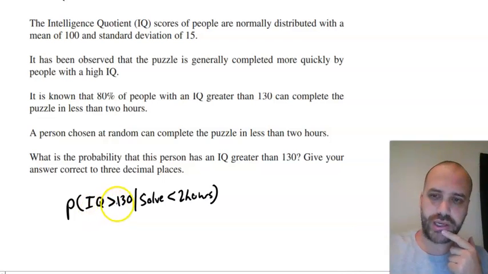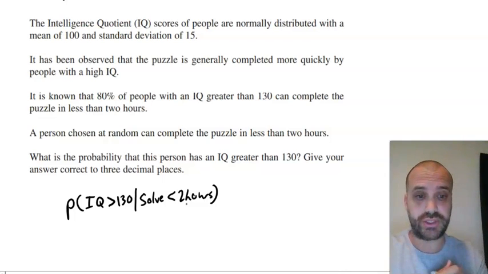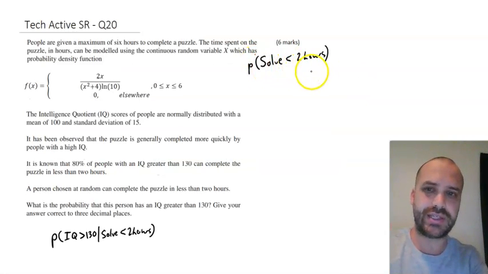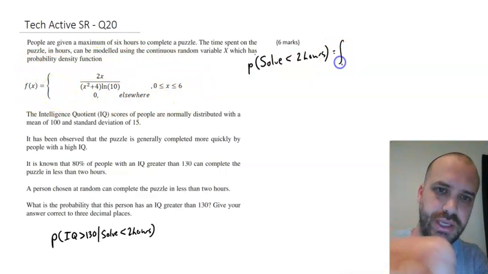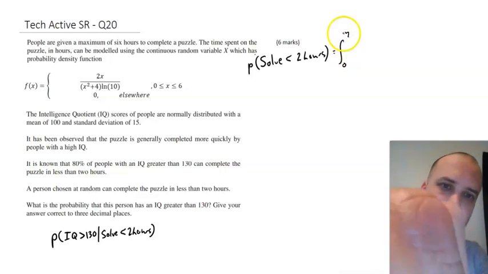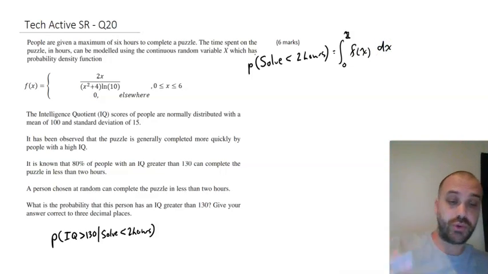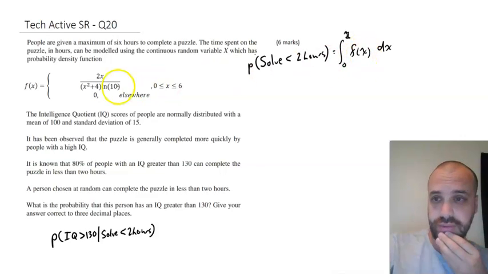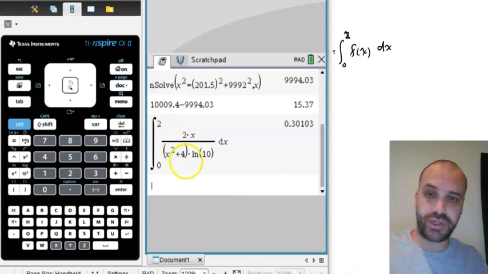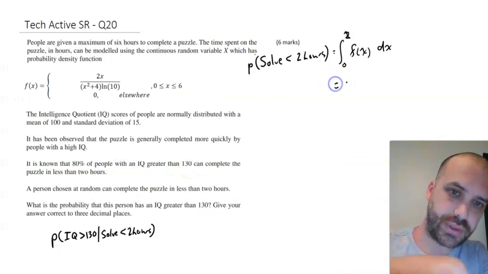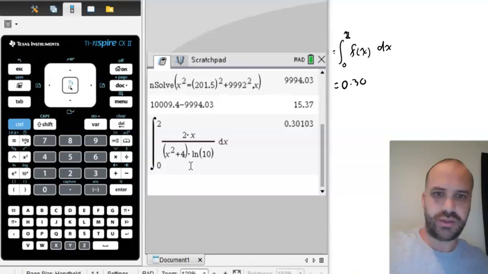This thing's going to require our knowledge of normal distributions, and this thing's going to require our knowledge of probability density functions. All right, so the probability that they solved it in less than 2 hours, we're going to come up with that from this thing here. And that's going to be the integral between 0 and 2 of the function f of x with respect to x. Now, of course, I've got my calculator, so I should be able to type in this thing and just find out an answer for that. All right, coming up with that answer, pretty straightforward. It's 0.30103.